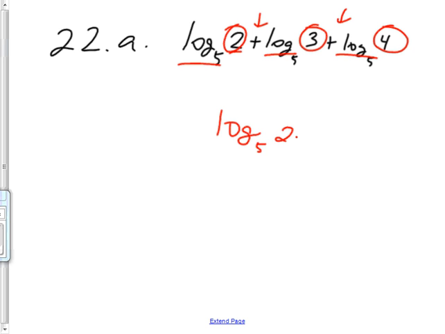So it becomes that times that times that. I'm going to write it as 2 times 3 times 4. And then to simplify it down, log base 5 of 2 times 3 is 6, times 4 is 24. That is a typical condensed problem. You get it down to one log.